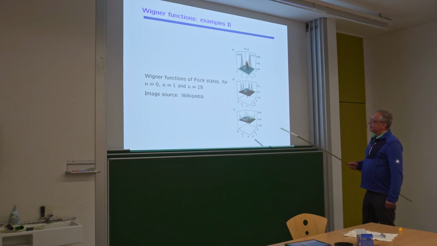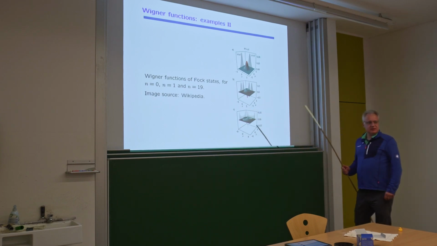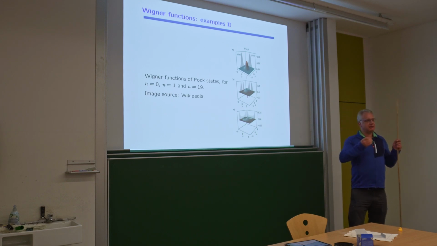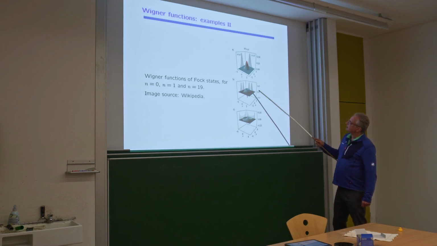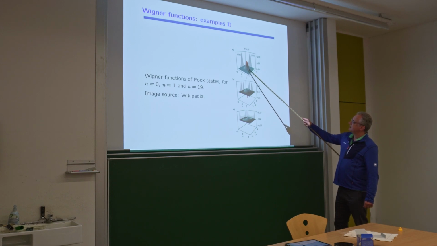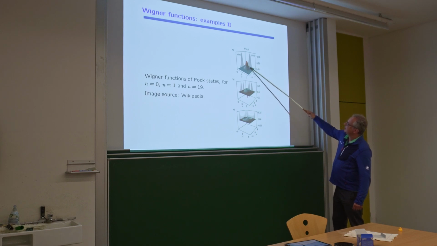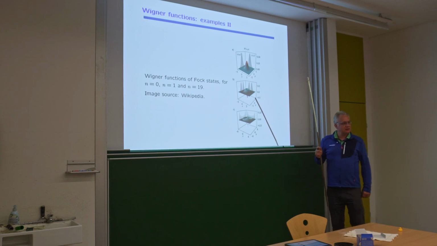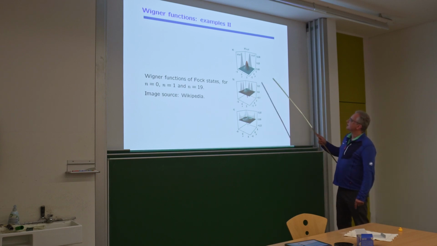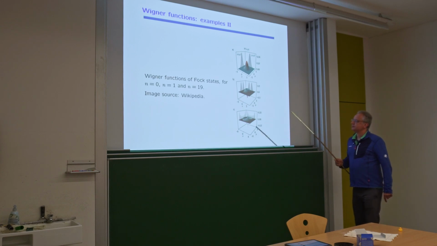So let's look at another set of states. These are Fock states, states of photons with a fixed photon number. It begins with no photon in it at all, still has a Wigner function, a properly defined state, and it is a Gaussian centered around zero. And then here you see the marginal probability distributions: a Gaussian for the distribution of positions, and a Gaussian for the distribution of momenta.